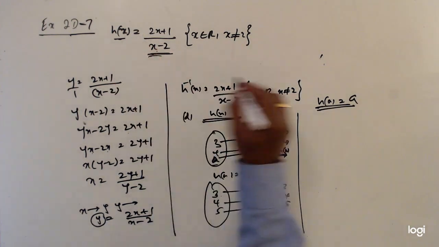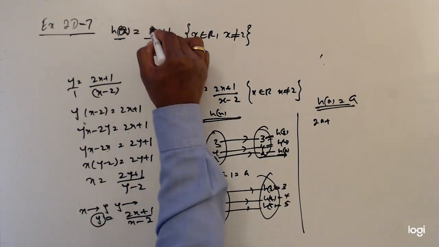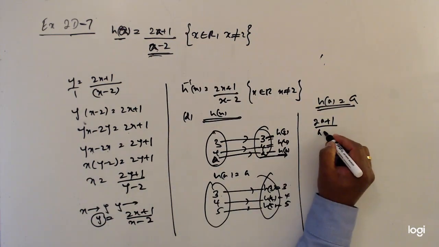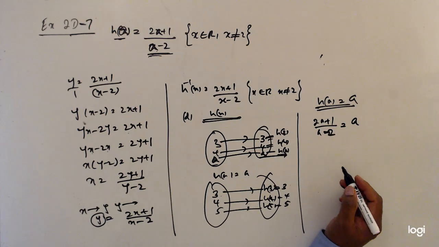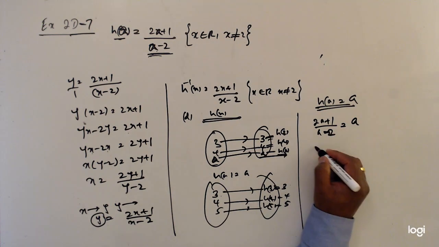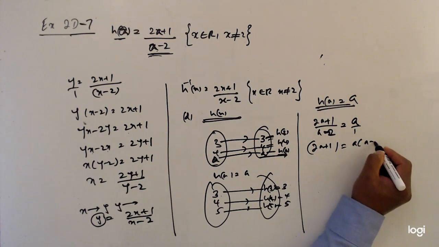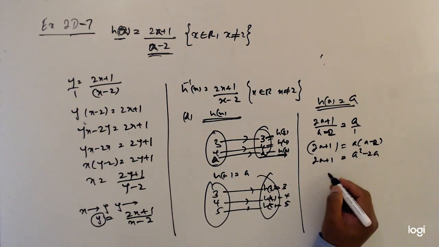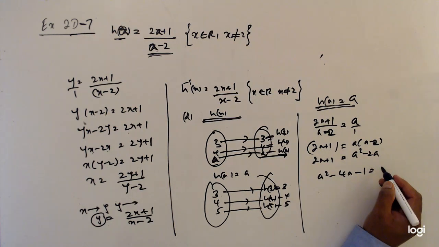So H a means 2a plus 1 divided by a minus 2 equal a. So this is going to be a quadratic equation. 2a plus 1, cross multiply, equal a times a minus 2. So 2a plus 1 equal a squared minus 2a. So everything to the other side: a squared minus 2a minus 2a minus 1 equals 0, that is a squared minus 4a minus 1 equals 0.